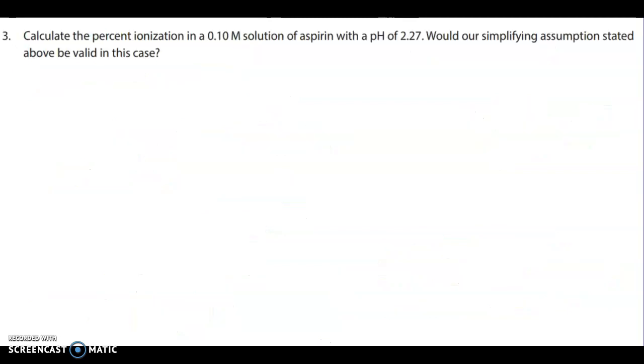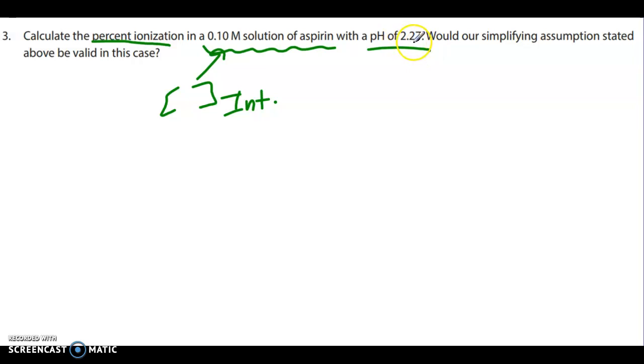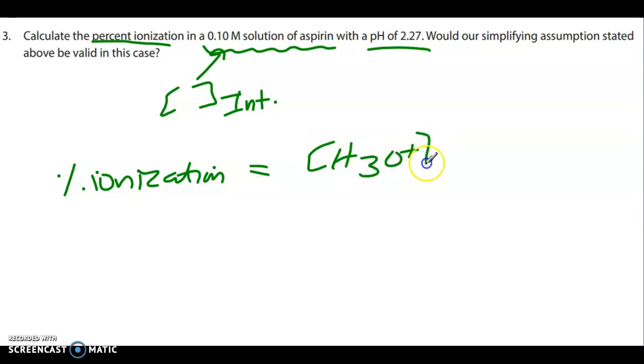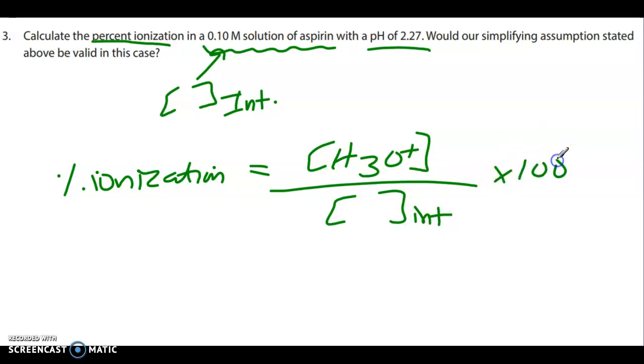Now, number 3 is a little bit of a different type of problem. It's asking us to solve for the percent ionization, and we have a solution of aspirin that has 0.1 mole per liter. So remember, this is our initial concentration, and they're telling us the pH value of the solution, which is 2.27. Now, percent ionization is essentially the amount of hydronium at equilibrium over the initial concentration times 100. So we have to essentially solve for hydronium ions here.